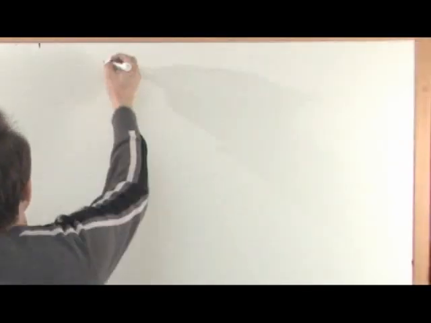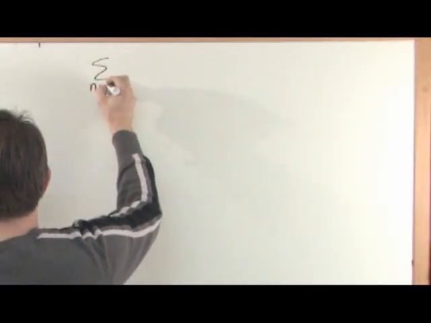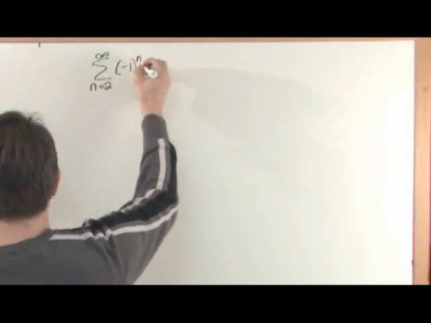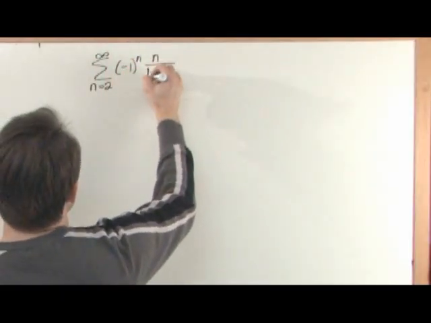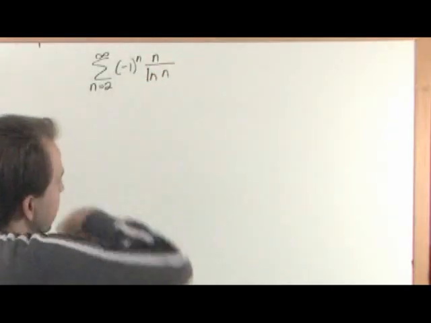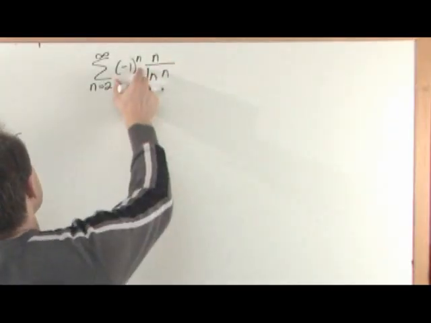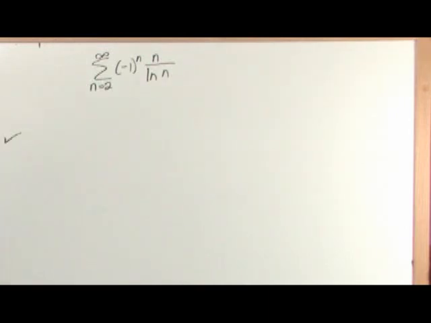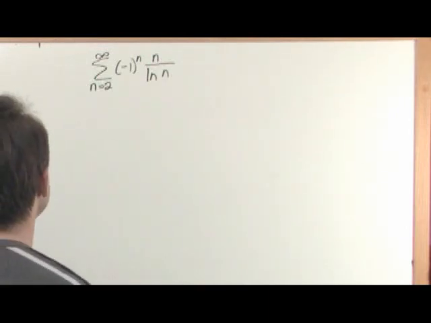Okay, the next problem is the sum from n equals 2 up to infinity of negative 1 to the n of n over natural log of n. That's my series, and this part of it makes it alternate, and those are just my terms. The first thing I want to do is find out if these terms decrease or not. Okay? Do the terms decrease?